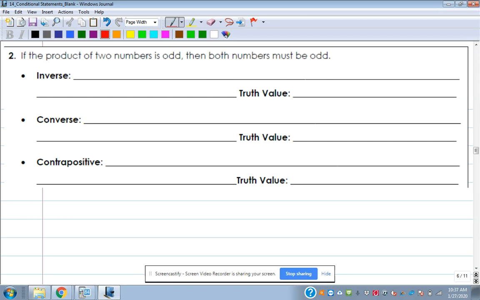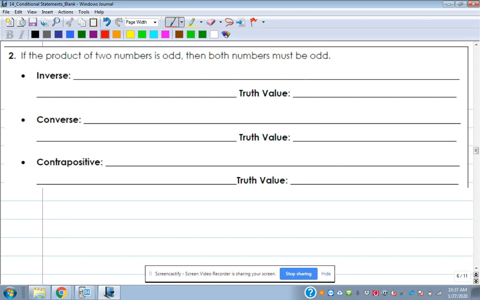Contrapositive. Swap and negate. So if the numbers are both even, then the product of two numbers is even. If we multiply two even numbers together, do we always get an even back? Yes. If it's false, give me a counterexample. It's true. Yeah, think. Don't just throw answers out there. Think. Two even numbers multiplied together, do they always give an even number?